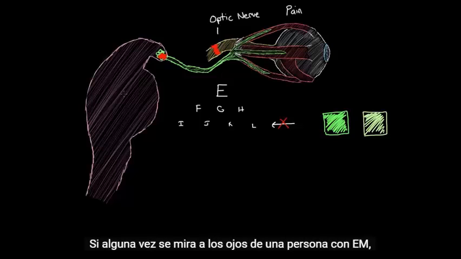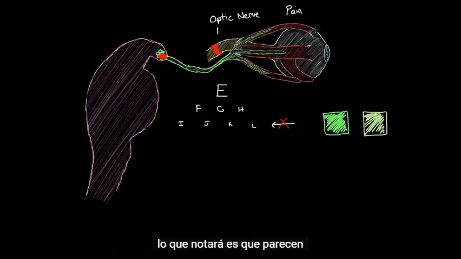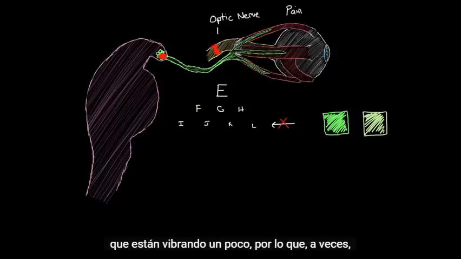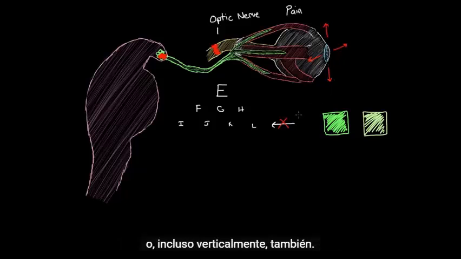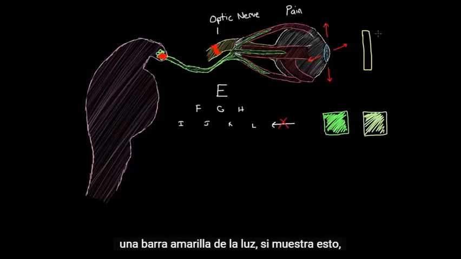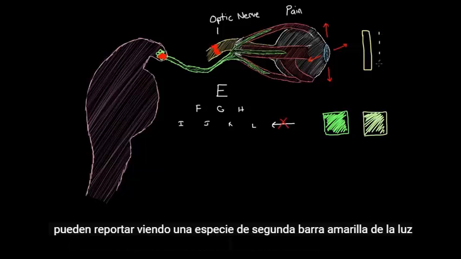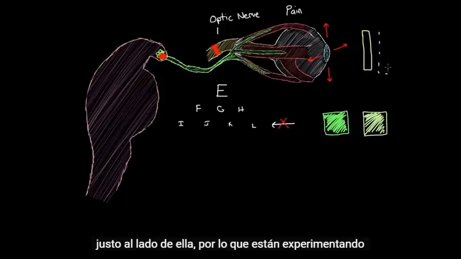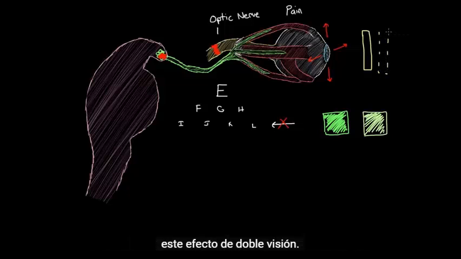So if you ever look at the eyes of a person with MS, what you'll notice is that they look like they're vibrating a little bit. So sometimes they may have a vibration motion, horizontally or even vertically as well. In addition to that, if you show a yellow bar of light, it could be any image, but let's say we have a yellow bar of light. If you show this, they may report seeing a second yellow bar of light right next to it. So they're experiencing this double vision effect.